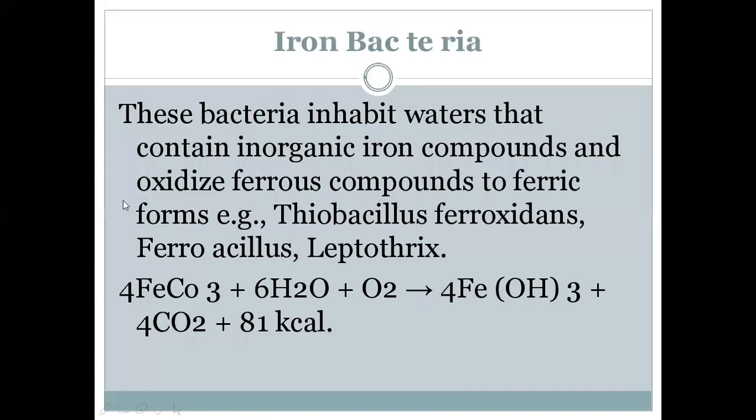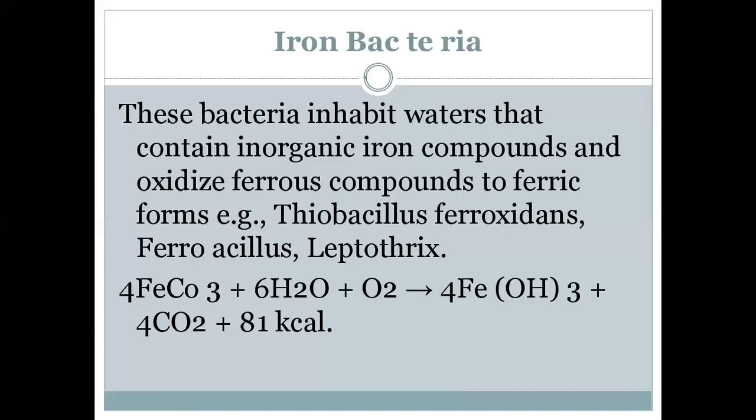Now, the next category is iron bacteria. These inhabit waters that contain inorganic iron compounds and oxidize ferrous compounds to ferric forms. Examples are Thiobacillus ferrooxidans, Ferrobacillus and Leptothrix. So iron bacteria are present in water sources or water bodies where iron is present, and there they convert ferrous forms to ferric forms.